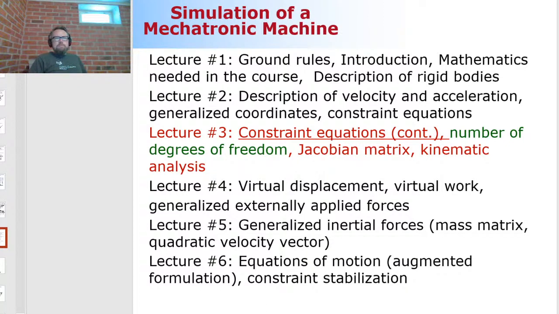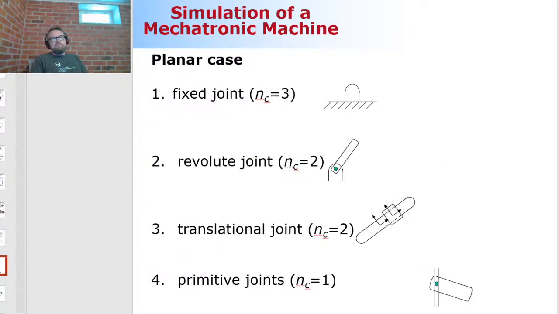So let's look at how many constraint equations are needed in different cases. And then there's going to be a first in-class quiz, so start paying attention to what I'm about to explain to you. These are the different joints you can find in a planar case. Planar case is the two-dimensional case.